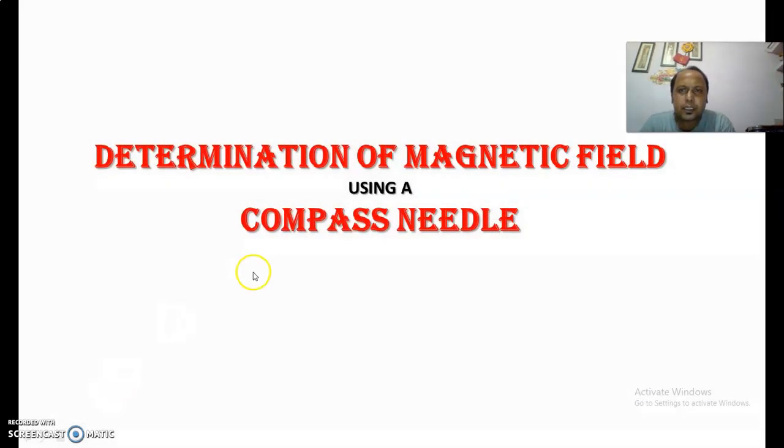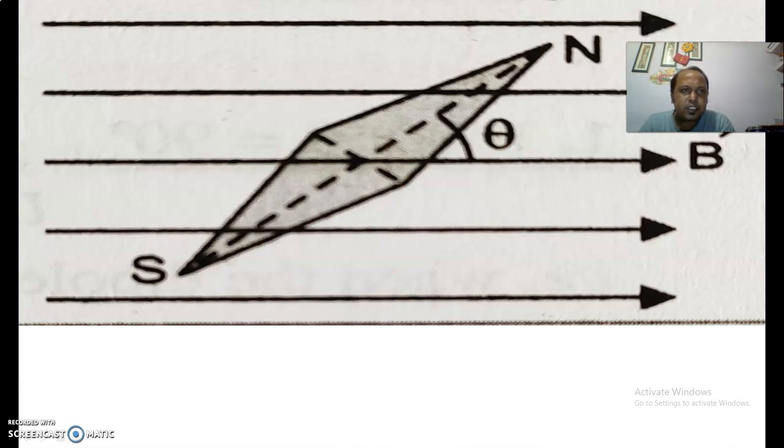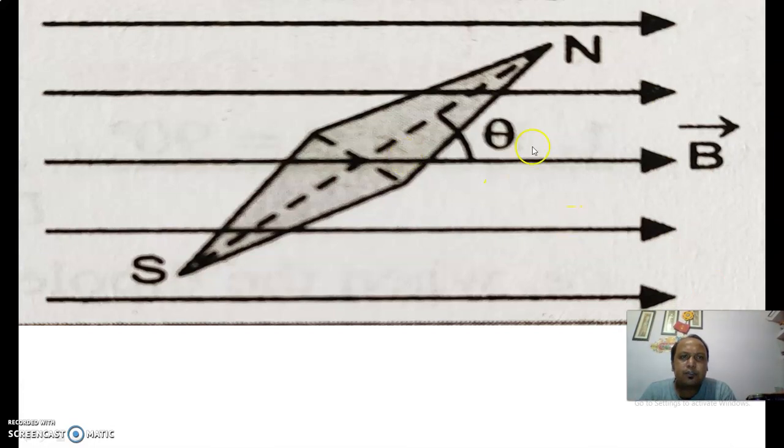So first of all we discuss how we can represent or determine the magnetic field using a compass needle. Let us first take the diagram of this compass needle. See here, a uniform magnetic field B is shown by the arrows drawn from left to right, which are equidistant from each other, showing that the magnetic field is uniform. And we have placed a magnetic needle here, where from the south pole to the north pole the magnetic dipole acts, which makes an angle theta with the magnetic field.